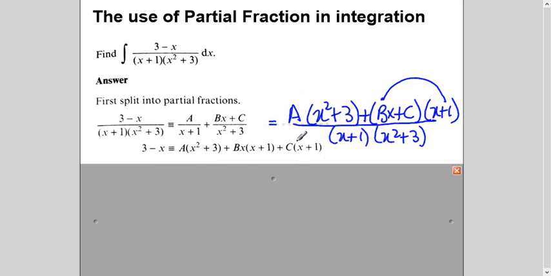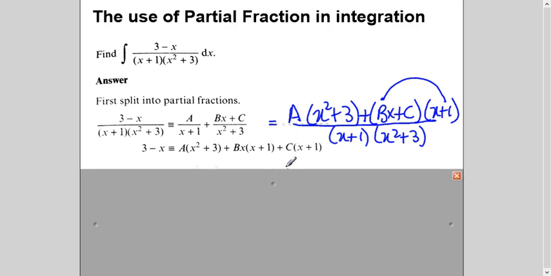Because there are three unknowns, we will substitute three different values of x. Try to take values which are small and can turn a term to 0. So the first value I'm taking is x equals minus 1, because this is an identity, so it can take any value of x, right? If I take x equals minus 1, then minus 1 plus 1 is 0, so this term will disappear. Here too, minus 1 plus 1 is 0, so this term will disappear. So two terms will disappear, right?